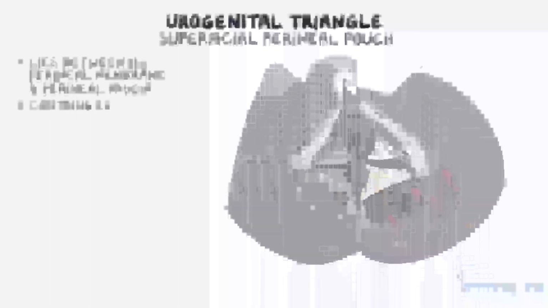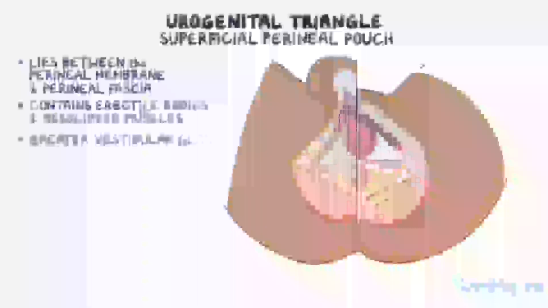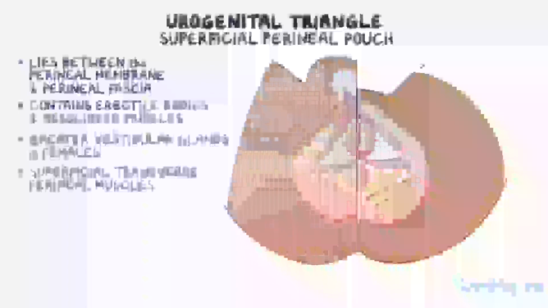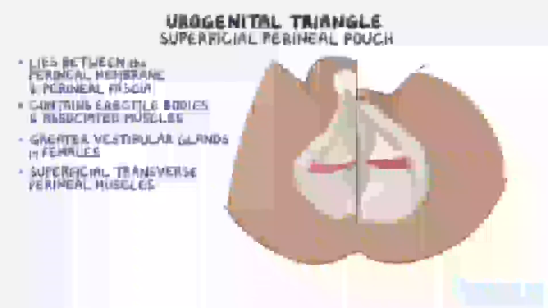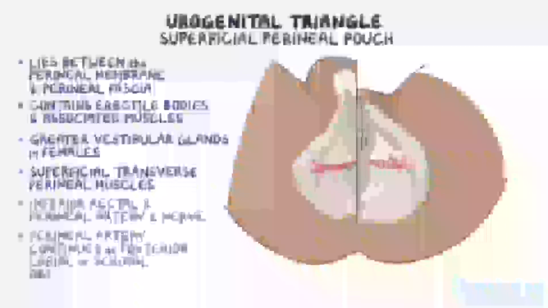The urogenital triangle has two compartments called the superficial and deep perineal pouches. The superficial perineal pouch lies between the perineal membrane and the perineal fascia. The pouch contains the erectile bodies as well as their associated muscles, the greater vestibular glands in females, and the superficial transverse perineal muscles. The neurovascular structures in the superficial perineal pouch are the inferior rectal and the perineal artery and nerve. The perineal artery and nerve continue as the posterior labial or scrotal artery and nerve.